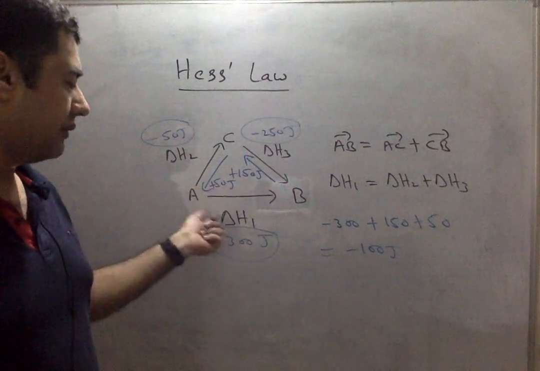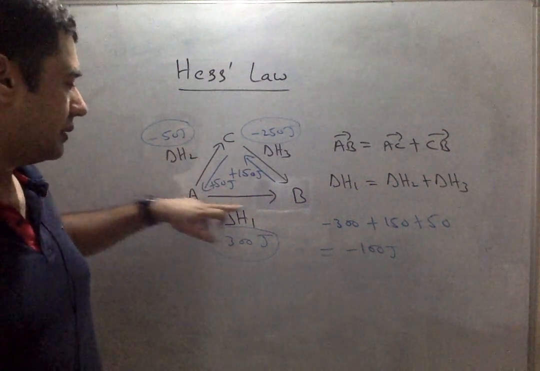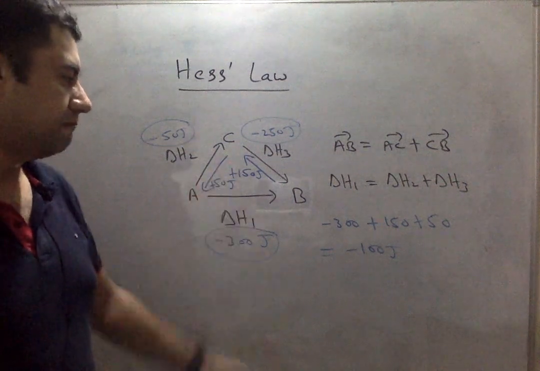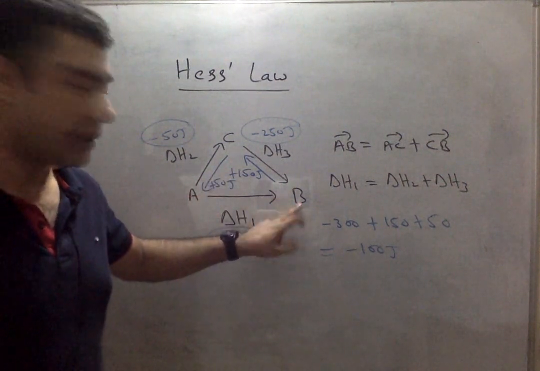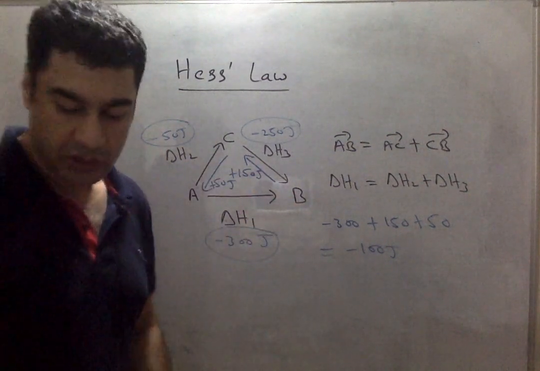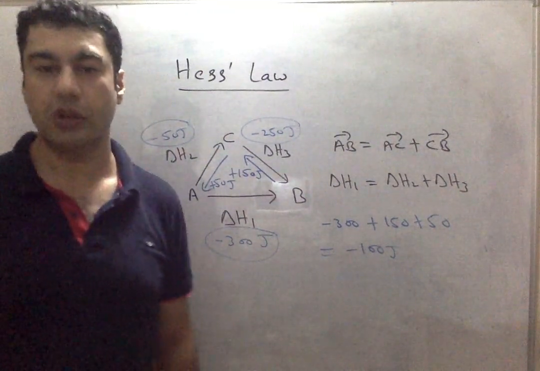So if we have a change A to B, we can apply the triangle law of vectors, so this particular leg is equal to the sum of these two legs. So coming back to the statement, the enthalpy change during a reaction is the same whether the reaction is carried out in a single step or in multiple steps. So I hope this makes Hess's law a bit clear, what this is all about.